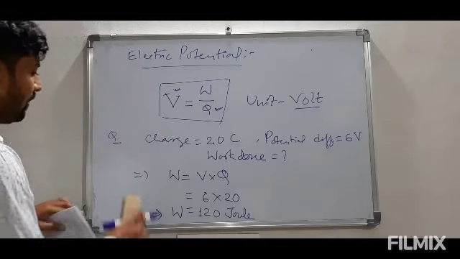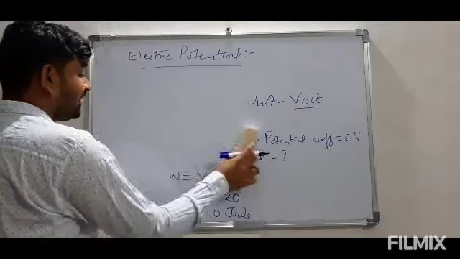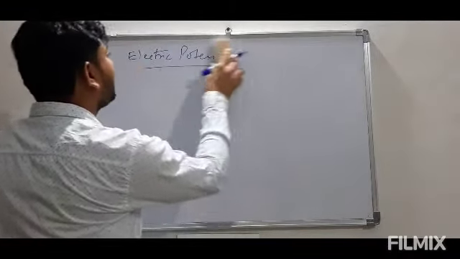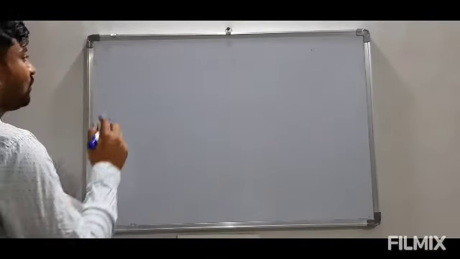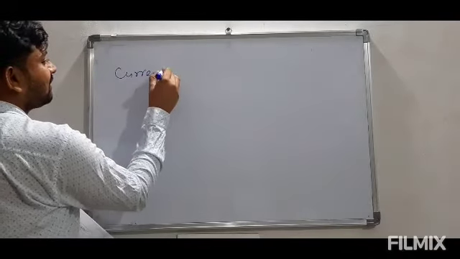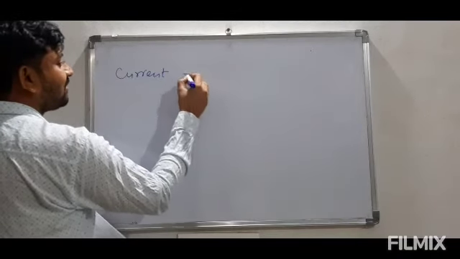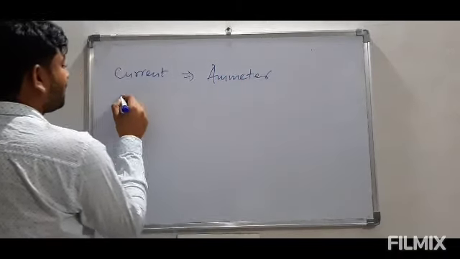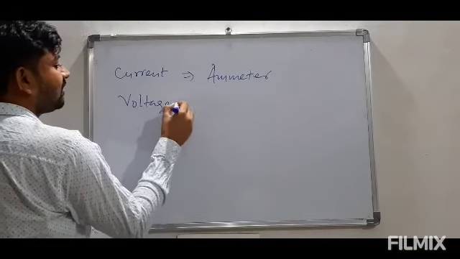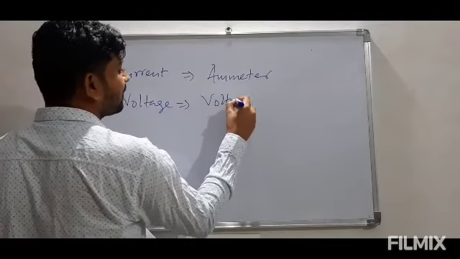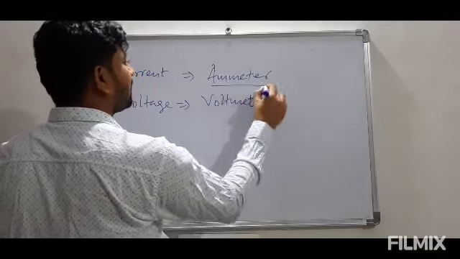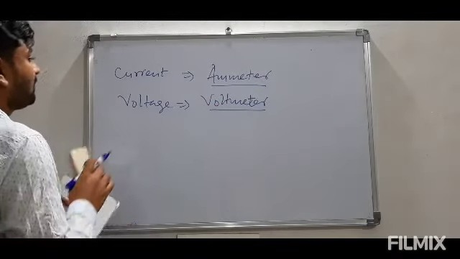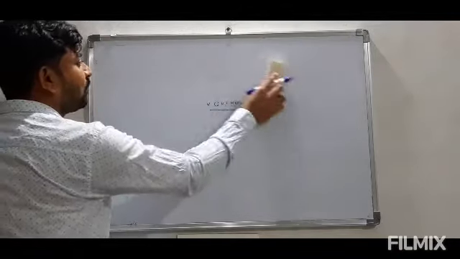Now, as I told you earlier, the connections of the electric current measuring device and the electric potential measuring device. As I told you, the current measuring device is an ammeter, and voltage, the potential difference, is measured by a voltmeter. Now about these connections we have to go through the circuit diagram. So now let us come to a very important part of this.